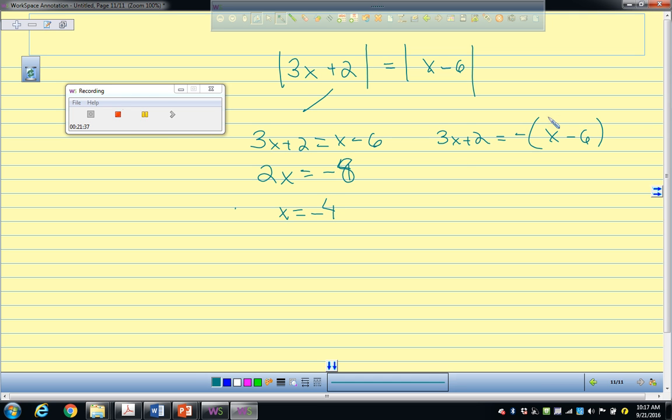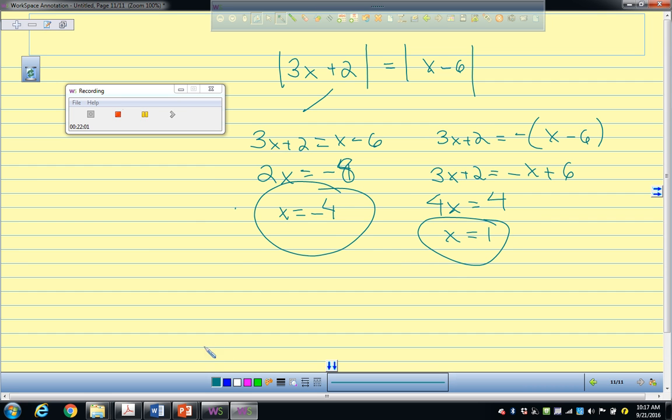In this case, you need to distribute through the negative sign, which is probably why some of you got it wrong. Negative x, what's negative negative 6? Plus 6, okay? Bring this x over here, that gives you 4x. Bring this 2 over here, that gives you 4. Divide by 4, you get x equals 1. So there's one answer. There's the other answer, okay? I would plug them back in to make sure they made them both true, okay?